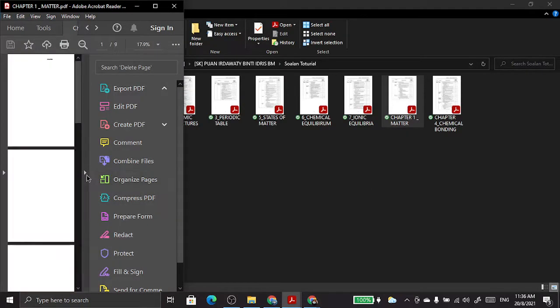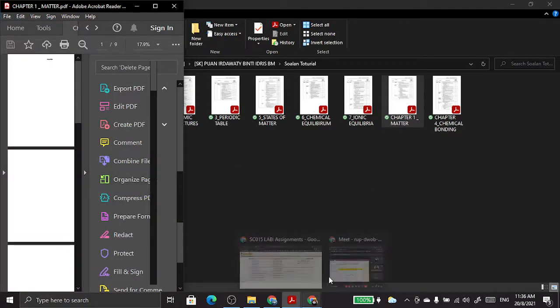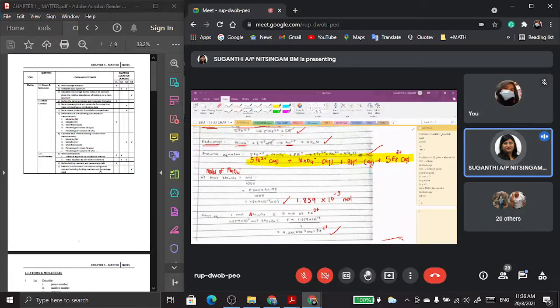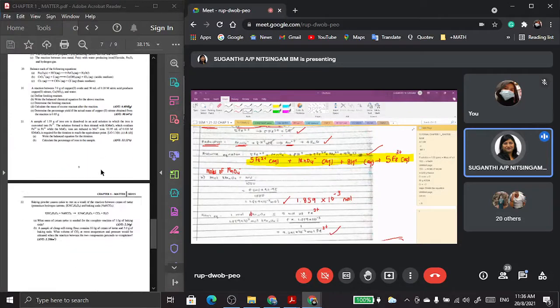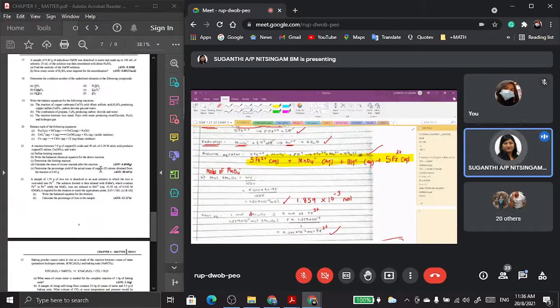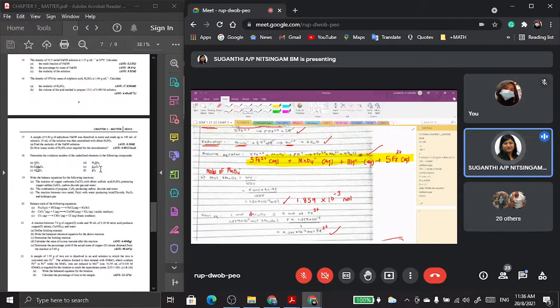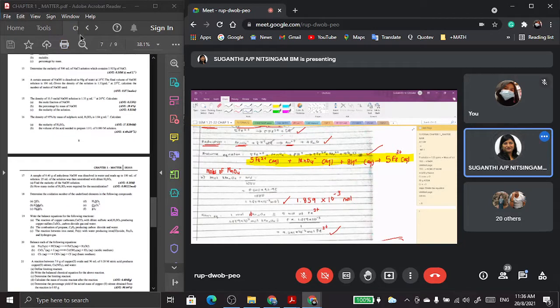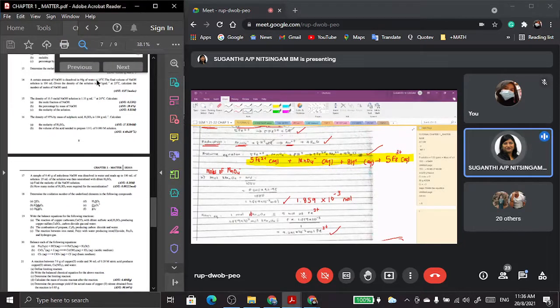Janganlah rasa takut-takut lah. Sekarang kamu dah 18 tahun. You dah actually bukan remaja lagi, di antara remaja and adult. So you must be like an adult. Tak faham, tanya je. Cikgu tak pernah marah pun orang tanya soalan. Tapi yang saya marah is when you are, not to say lazy, but you are not focused lah. You sebenarnya hilang fokus.